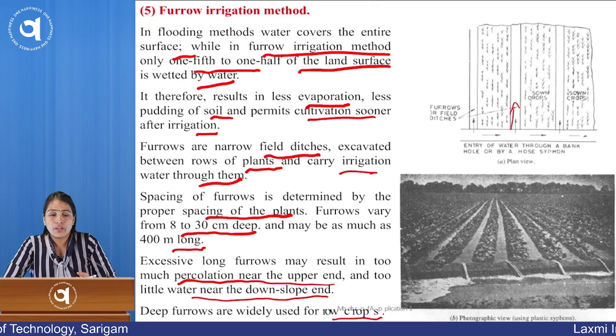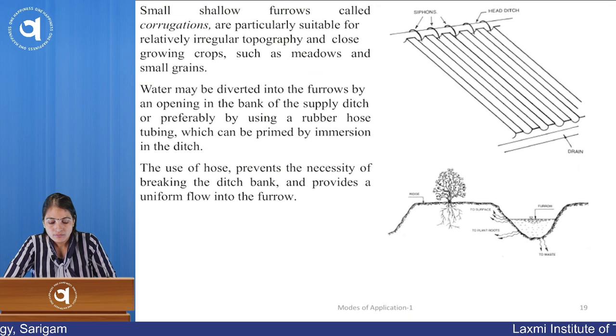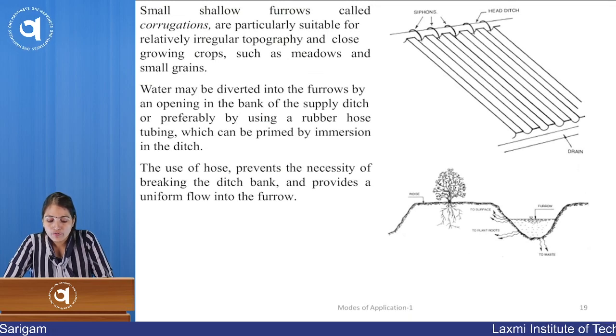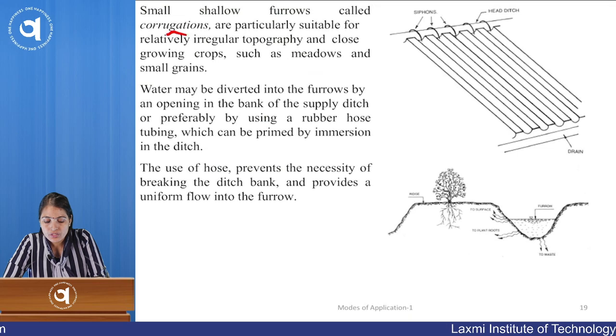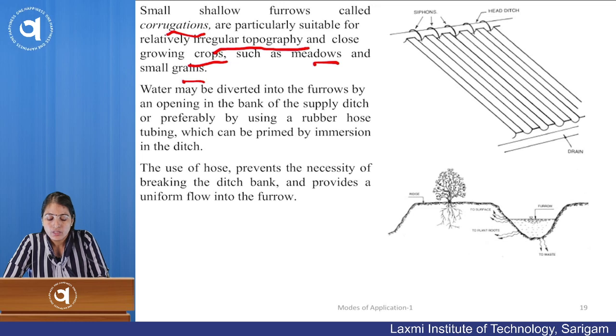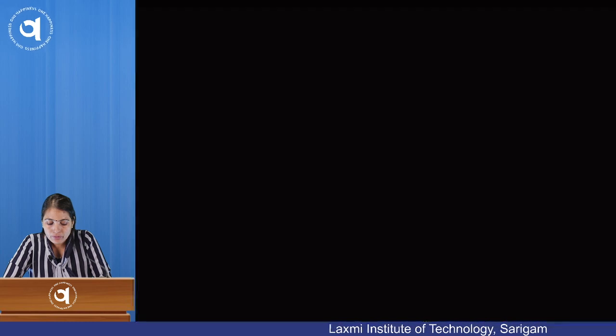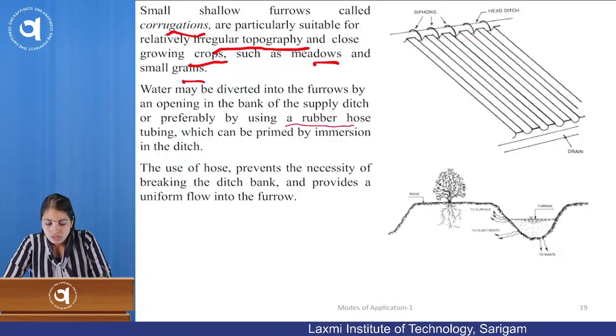So where the crops are very low, we adopt the deep furrows. The smaller shallow furrows, also called smaller furrows or corrugations, are particularly suitable for relatively irregular topography and close-growing crops such as meadows and small grains. This water may be diverted into the furrows by an opening in the bank of a supply ditch, or preferably by using a rubber hose or tubing, which can be primed by immersion in the ditch.